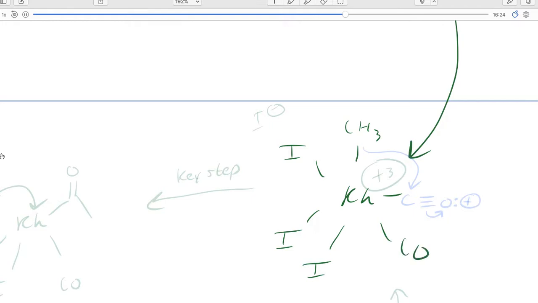So now, since we've added another negative group onto rhodium, because if we take it off, it's just I-, it's now going to go up to +3. Now this is really the key step that's happening here, which is going to lead us to our desired product, is that this pair of electrons in the methyl group is actually going to attack that carbon monoxide. Let's just draw that out to make it a little bit more visual.